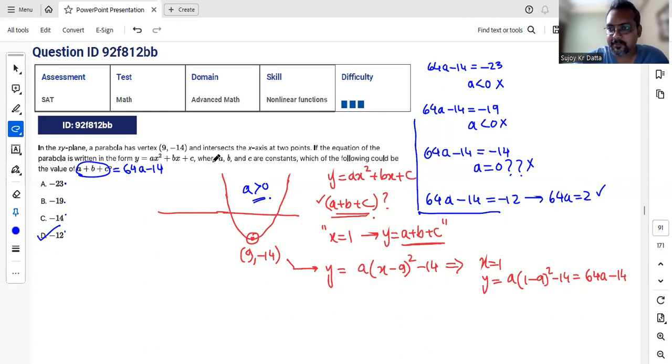The clue here is whenever you see something mentioned about the vertex, just jump and use the vertex form. Don't stick to the old form. That would simplify your work a lot if you use the vertex form. Let's go to the next question.